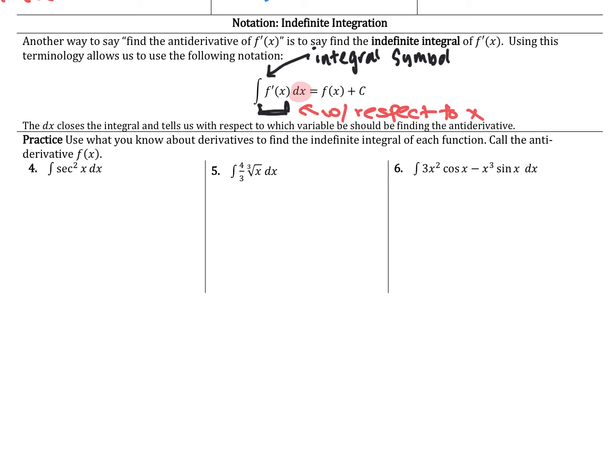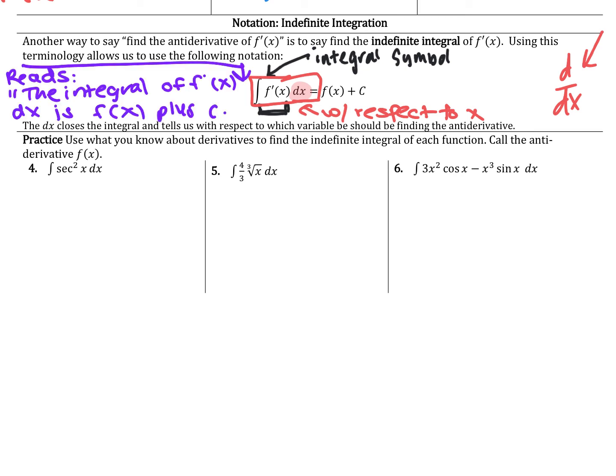And that shouldn't seem so weird. We've talked about having dx when we were taking derivatives earlier in the year. This was a notation that we had used for that. So now we're integrating with respect to x instead of taking the derivative with respect to x. So derivative with respect to x, integral with respect to x. So if I was to read this statement out loud, I would say the integral of f prime of x dx is f of x plus c. Again, where this c is our constant of integration.